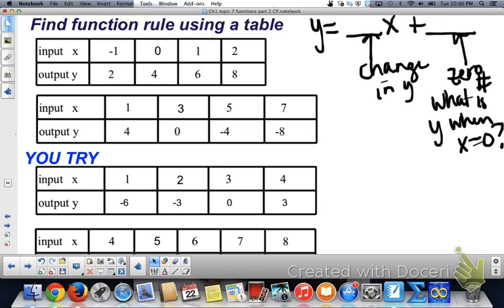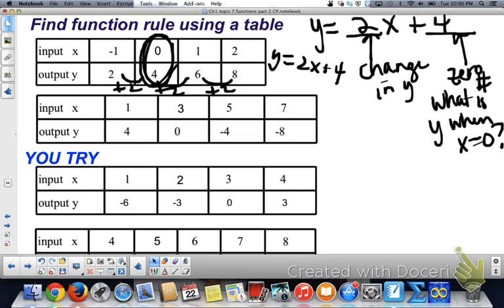Okay, so in looking at this first one, when we go up, we add how many each time? Yeah, 2. We add 2 each time. So that's going to be our change, okay? And then our 0 number, when x equals 0, what is y? Y equals 4. So our equation, y equals 2x plus 4.